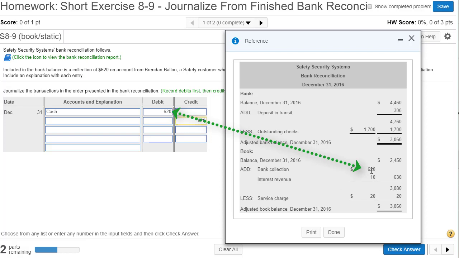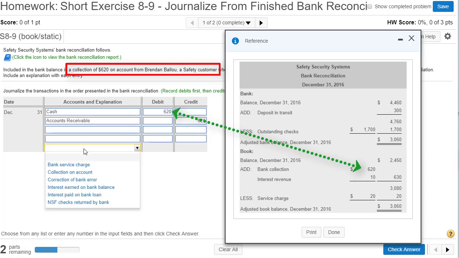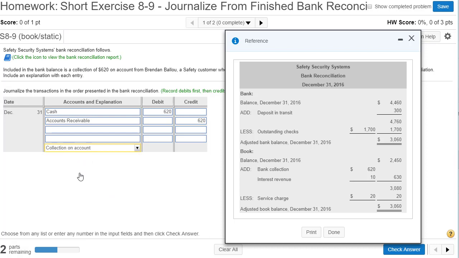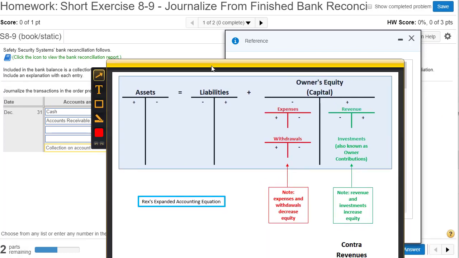Now, why did we get this $620? Because Brendan Ballou owed it to us. Brendan Ballou is one of our customers. So if a customer owes us something and they pay us off, we have to lower accounts receivable because we can no longer receive that money from Brendan Ballou. So let's see here, collection on account. And the reason we are crediting AR is because AR is an asset and the asset's going down because Brendan Ballou owes us less money.